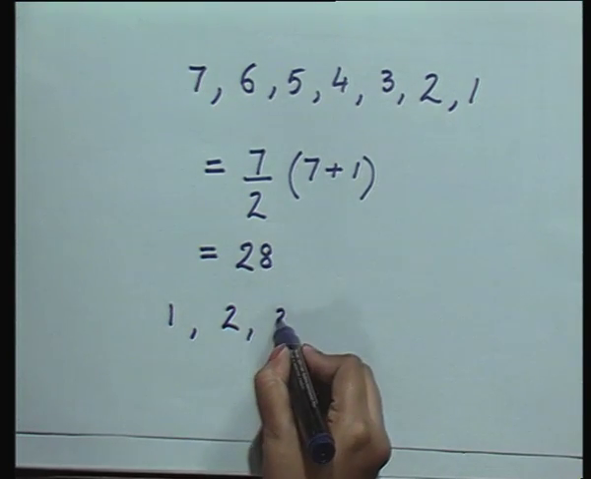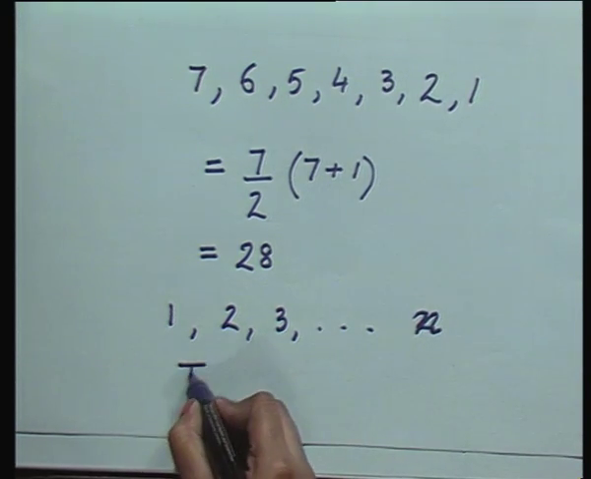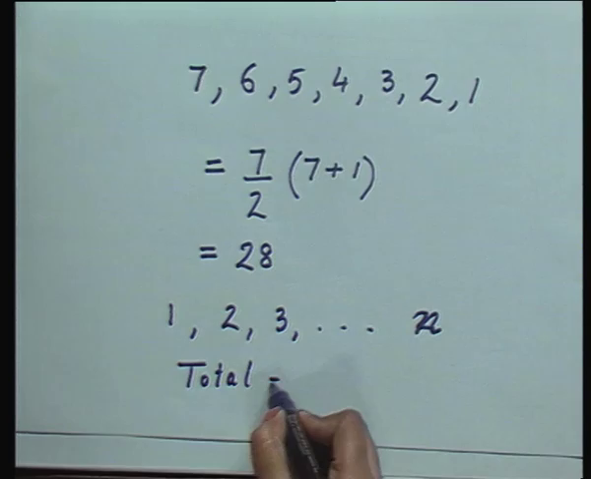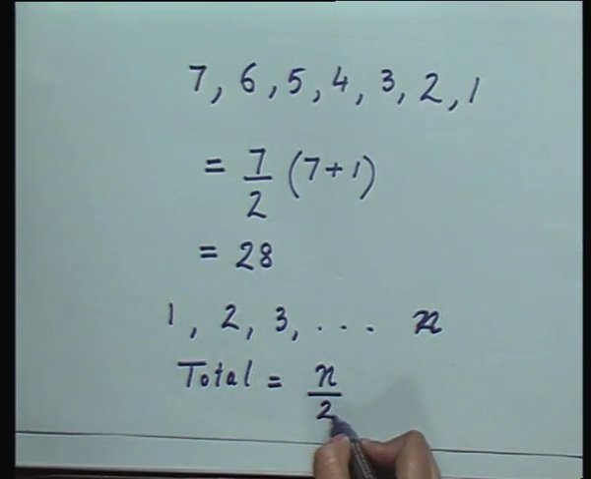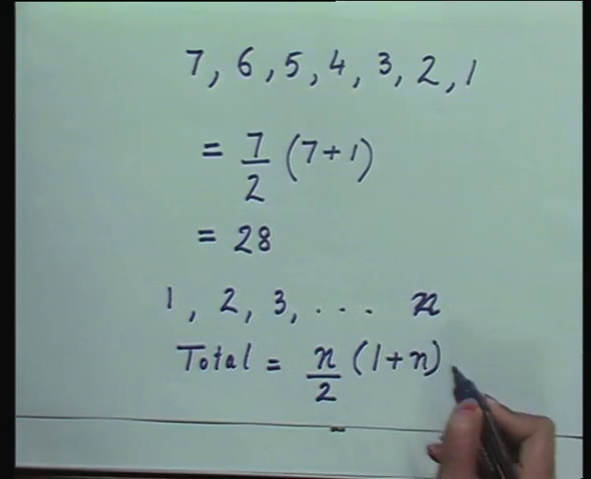Exactly that is done if I start with any pyramid whose baseline contains n blocks. The number of total blocks required will be nothing but 1, 2, 3 up to n, and that means the total number of blocks required will be nothing but n by 2 into a plus l, that is 1 plus n. And that is what we are going to learn and make use of today. What you have just discovered is nothing but the sum of the first n natural numbers.